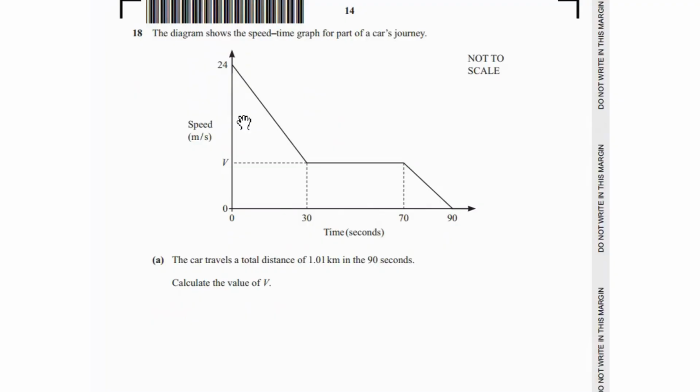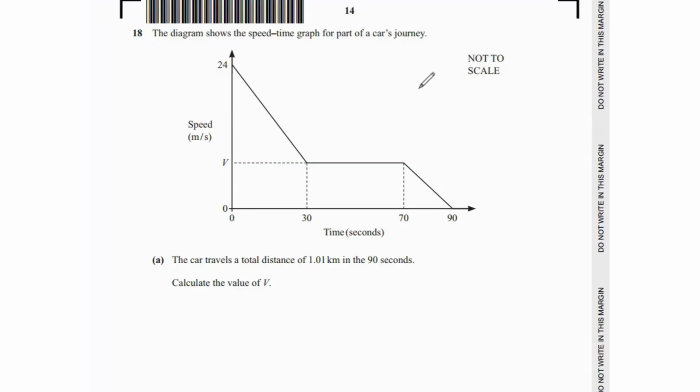Then the diagram shows the speed time graph for part of a car's journey. The car travels a total distance of 1.01 kilometers in the 90 seconds. Calculate the value of v. So v is this speed over here. So in the 90 seconds, which is the total time of the graph, the car is traveling for 1.01 kilometers.